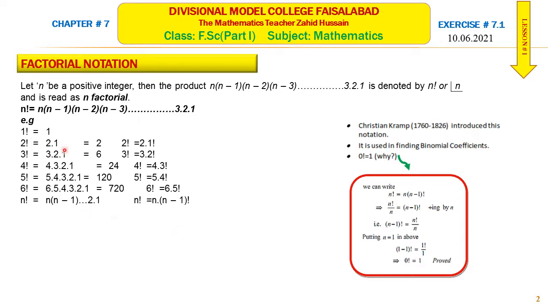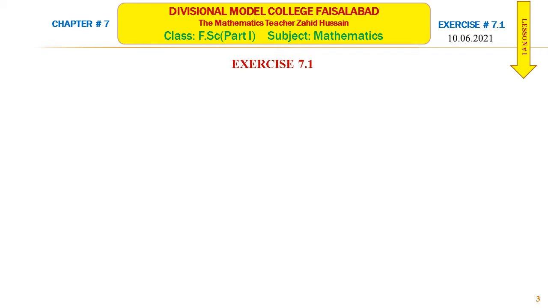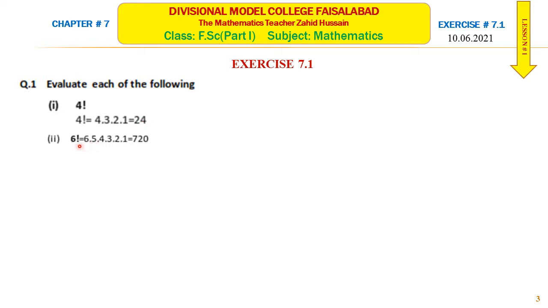So using this notation, we will solve some questions of exercise 7.1. So this is question number 1, and its first part is evaluate 4 factorial. You know that 4 factorial is the product of all the numbers starting from 4 to 1. So we will write 4 factorial as 4, 3, 2, 1 and multiply all these numbers to get the answer, which is 24. Its second part, similarly, 6 factorial, the product of all the numbers from 6 to 1, and this is equal to 720.